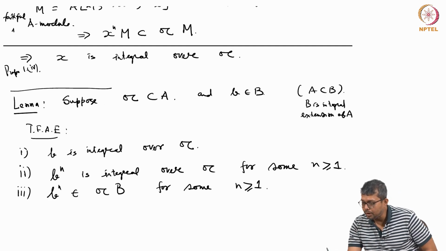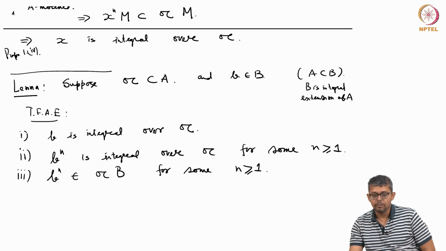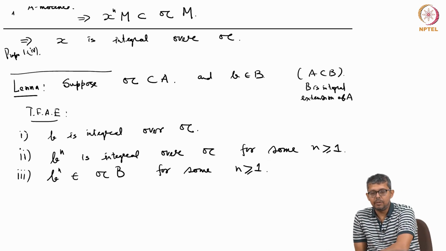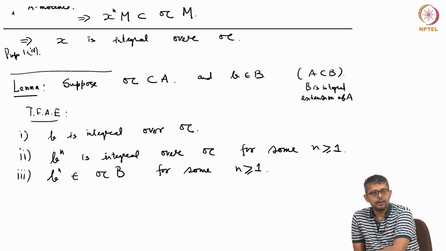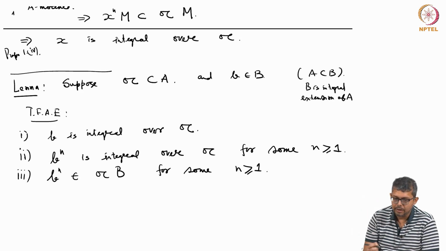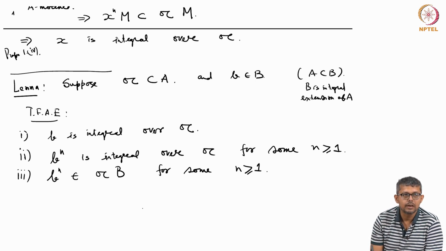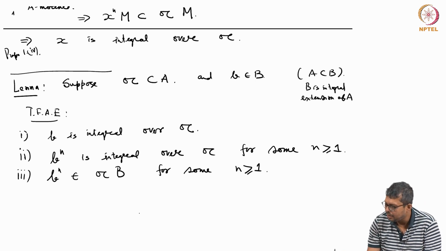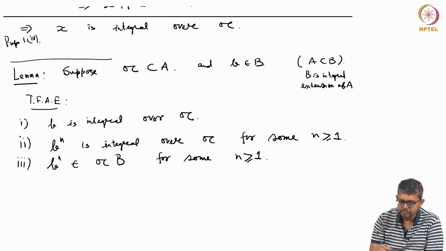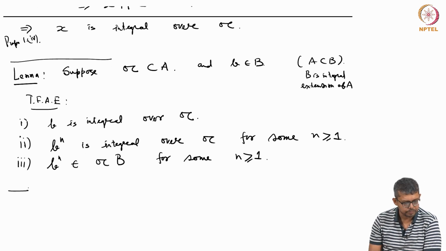So this is obvious, but I just write it. If b is integral over A, then b to the power n is integral over A. Is it clear? And by the previous thing, you see that b to the power n is in the extension of A, so b is in the radical of A. So all these three statements are equivalent. Okay.